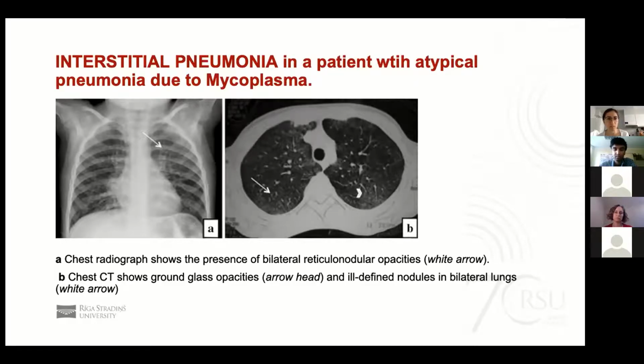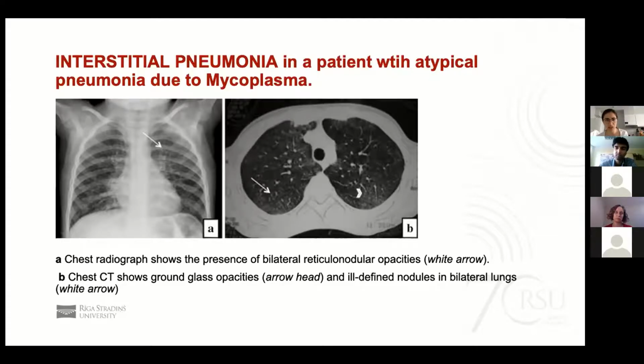So here is an example in a patient with atypical pneumonia caused by Mycoplasma. In this radiograph, picture A, we can see the presence of bilateral reticulonodular opacities, shown by the white arrow. You can see this white line, but it's also seen as some nodule. It's a mixture of reticular and nodular. It's quite unclear, but it's described like that in the first picture.